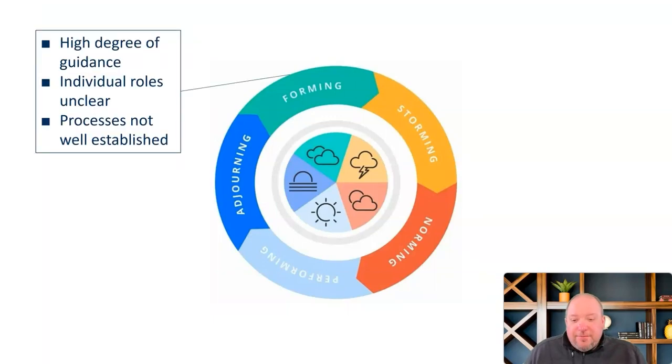First of all, in forming, you're going to see the need for a high degree of guidance. There's a lot of outside guidance and internal guidance needed as well. There's a lot of telling people what to do and how it needs to be done, and still sorting things out. So there's a lot of handholding that goes on in the forming stage of a group. Individual roles at this point are still unclear. You're not really sure where everybody fits in, what their strengths are, how they're going to be able to best contribute. So individual roles are pretty unclear in the forming stage, and the processes are not well established.